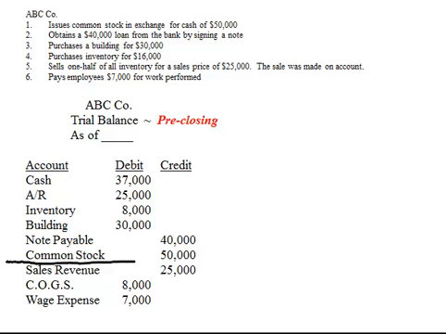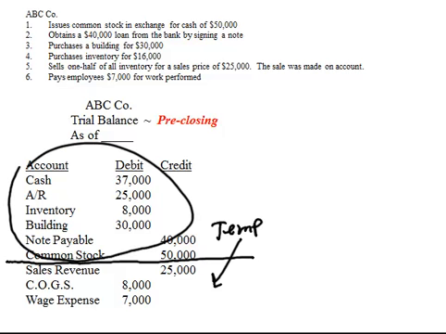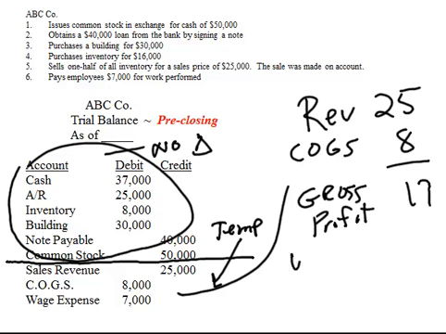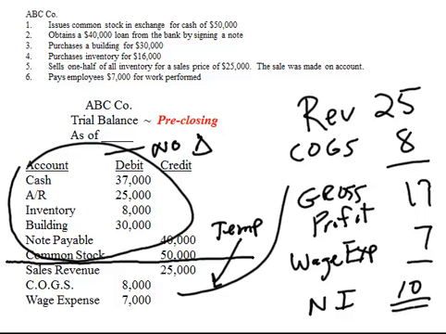The closing process involves these temporary accounts. These permanent accounts will not be affected. We will use the pre-closing trial balance to prepare our income statement. We'll summarize our revenues, subtract out our cost of goods sold to report gross profit of 17, and then subtract out our operating expenses, the wages of 7, and report net income of 10. After preparing the income statement, we will then close these accounts.